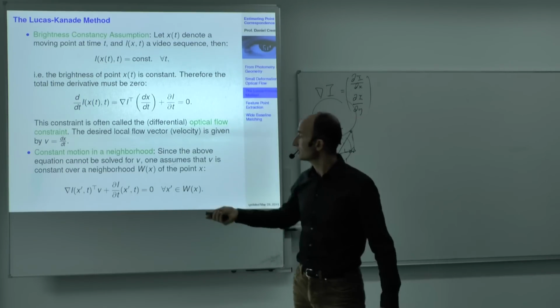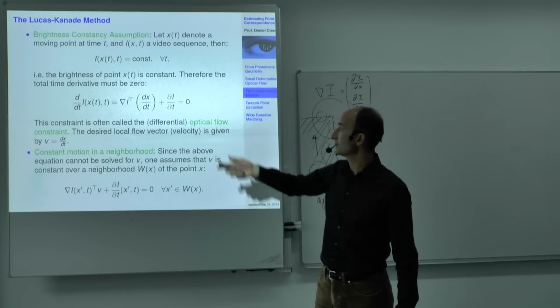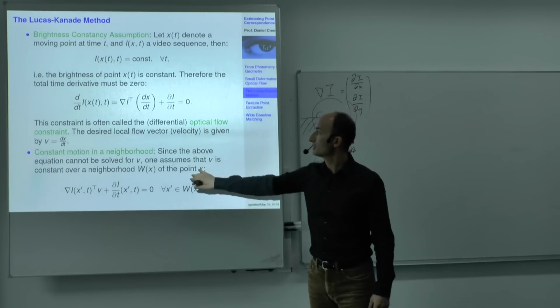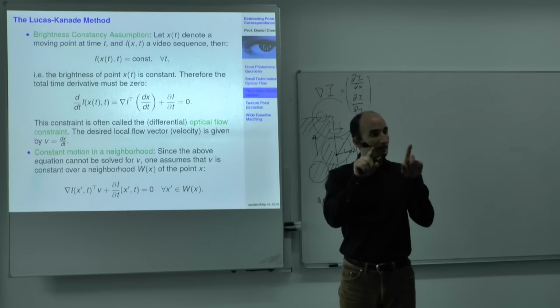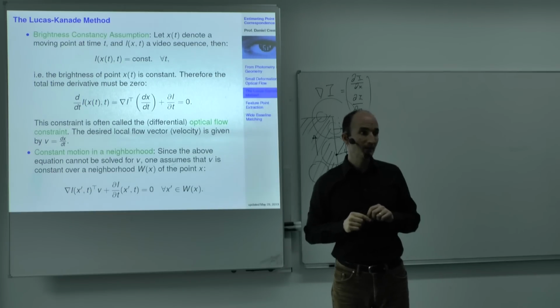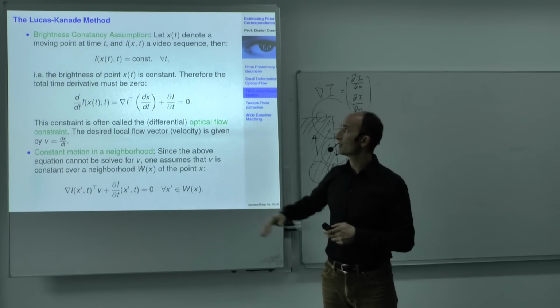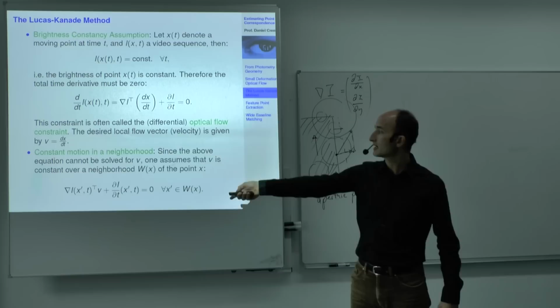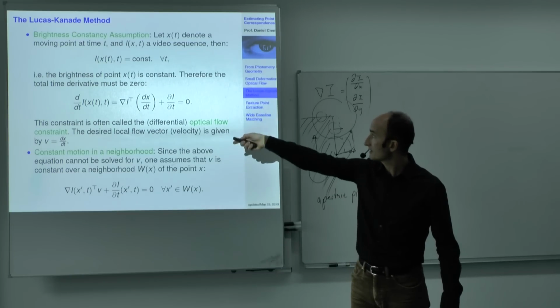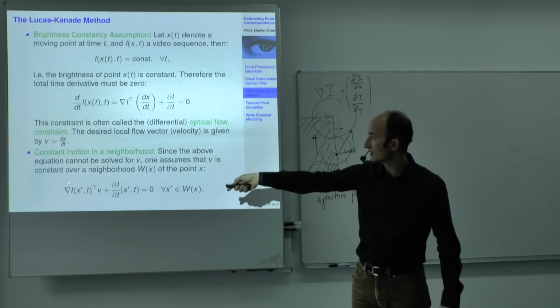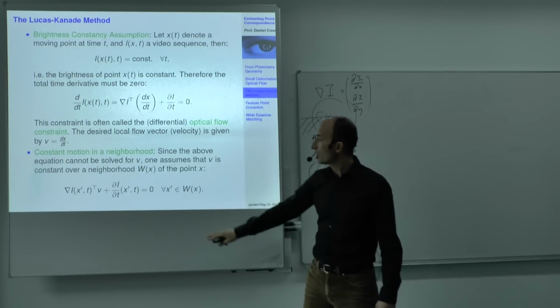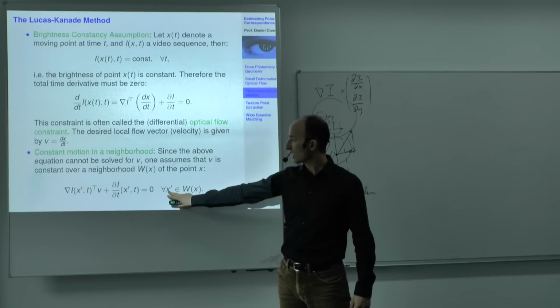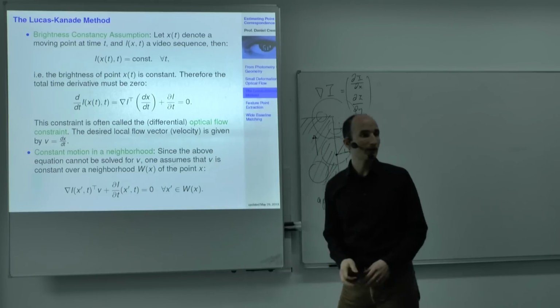And so the assumption that we will make, in addition to the brightness constancy, is the assumption that the motion is actually constant in a certain vicinity. And this is the assumption that was made by Lucas and Kanade. So the assumption is that we have exactly this optical flow constraint. Here I wrote it again, for all points, let's call them x prime, in some window around x.